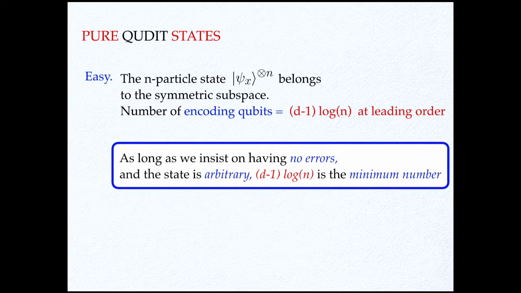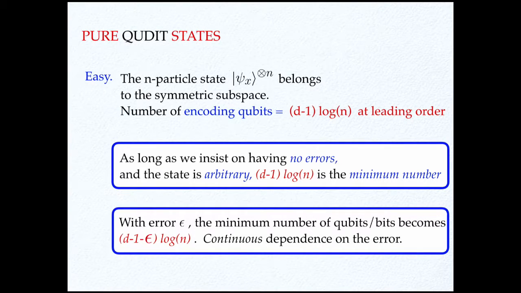And if you allow for an error, this doesn't really change. This is the best we can do with no error, and even if we allow for an error, we cannot really do much better. So pretty much the rate remains the same, still (d minus 1 minus epsilon) log n. So the error really doesn't change much. For pure states, it is pretty much irrelevant whether you want zero error or a small non-zero error.